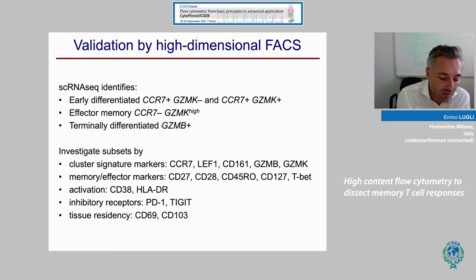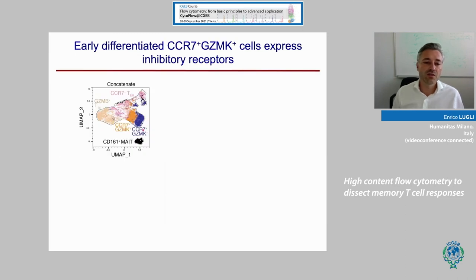So we designed, on the basis of the mRNA data, a high-dimensional flow cytometry panel, including most of the markers that we found differentially expressed at the mRNA level, plus a number of different markers that we have experience with, and we know they provide heterogeneity to the T-cell compartment, including activation markers, inhibitory receptors such as PD-1 and TIGIT, but also tissue residency markers, such as CD69 and CD103, especially if we look at peripheral tissues. And this is the result. This is a new map showing you the populations on the basis of the gates that we apply.